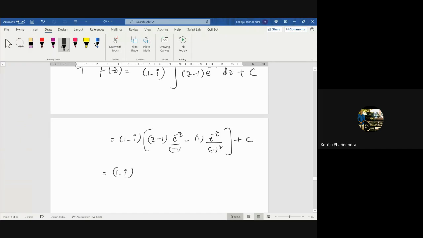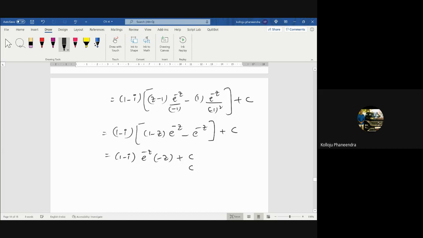What does this become? 1 minus z into e to the power of minus z. This is minus e to the power of minus z plus c. So 1 minus i, e to the power of minus z is common. 1 minus 1 gets cancelled. Minus z will be there, plus c. So finally, this is equal to minus z into, let me take plus, z into i minus 1 into e to the power of minus z.